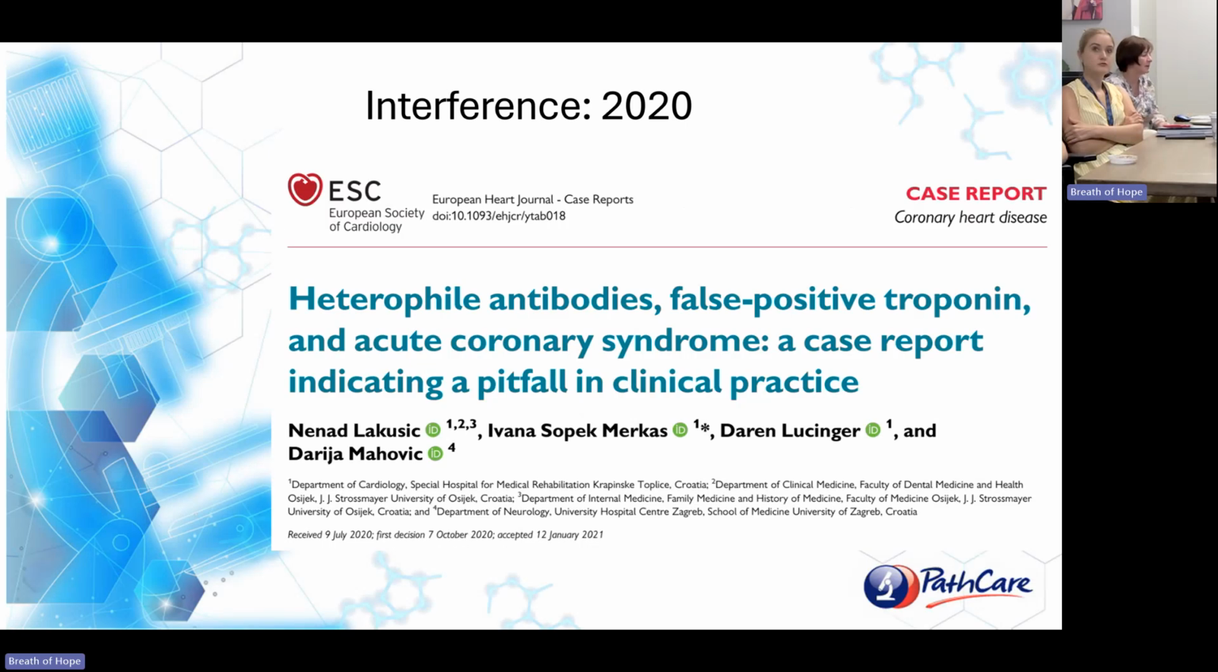Just reminding you of some case studies. This was reported in 2020: heterophile antibodies, false positive troponin, and acute coronary syndrome, a case report indicating a pitfall in clinical practice. So it is still occurring.